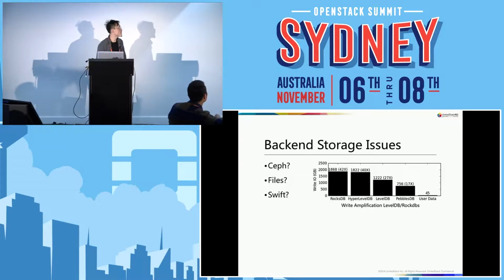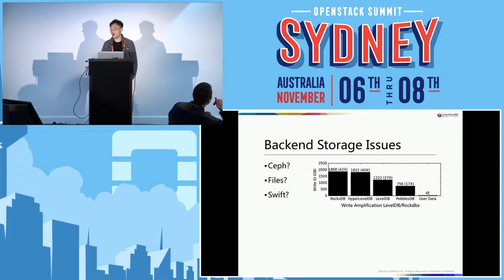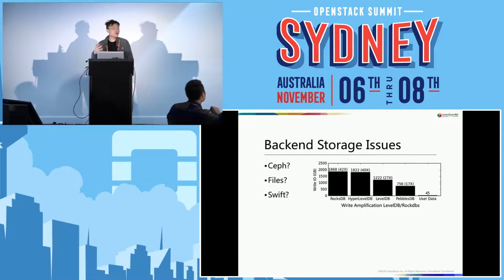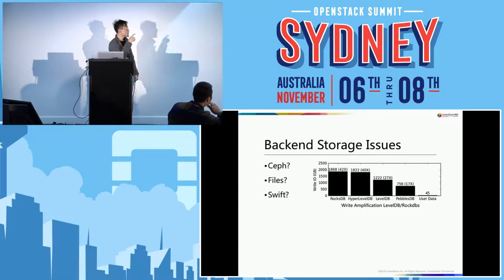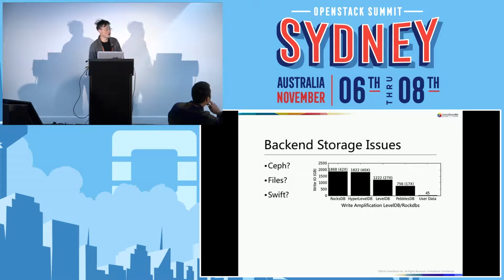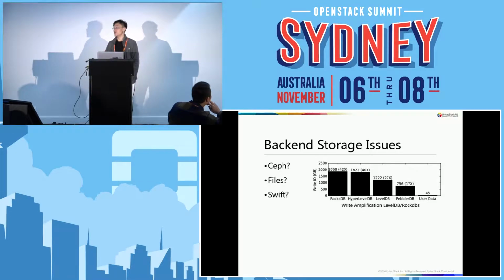issues. You will find in these figures that if the user data is just 55, the write amplification of RocksDB will bring the real data write and read up to approximately 2,000 gigabytes. So this is the reason why the backend disk will be saturated.